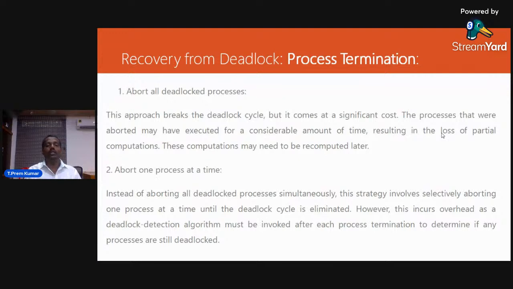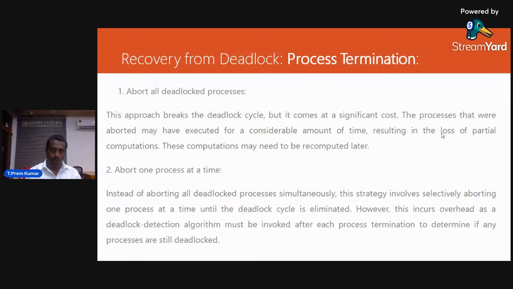First, abort all the deadlocked processes. If you want to come out of the deadlock, which means recover from the deadlock, the step we have to take is process termination. That is the only way we can come out of the deadlock state when it has occurred. Okay, that is all about aborting all the deadlocked processes.